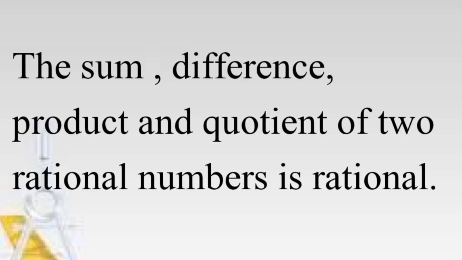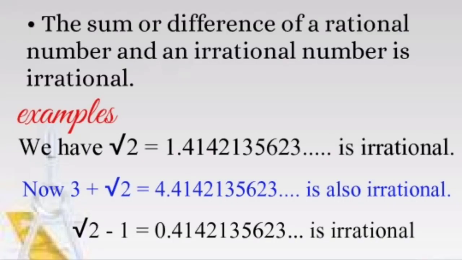From all these examples, we can understand that the sum of two rational numbers is rational, the product of two rational numbers is rational, the difference of two rational numbers is rational, and the quotient of two rational numbers is also rational. Now we can discuss irrational numbers. The sum or difference of a rational number and an irrational number is irrational.